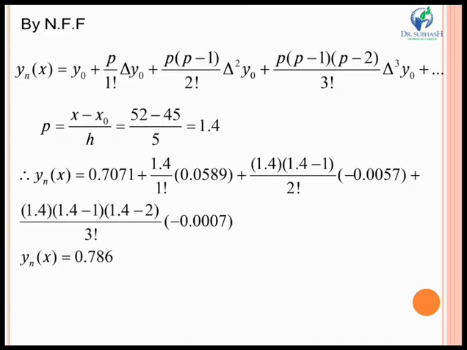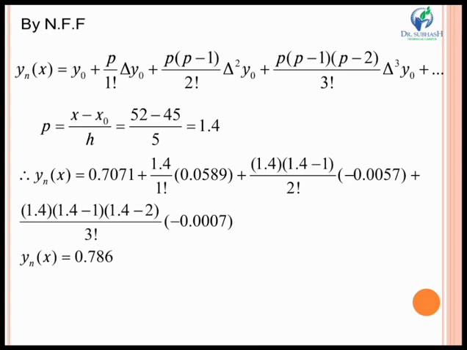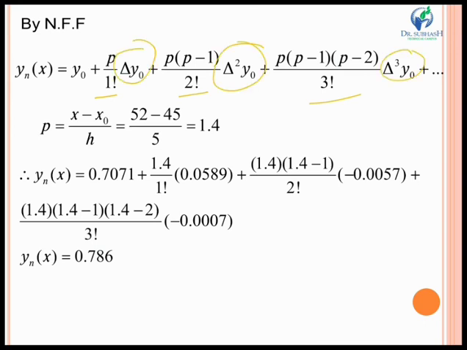By Newton's forward formula, we have to take terms till delta cube, so I have written till delta cube. See how to remember the formula. First is p, next is p into p minus 1, next term will be p, p minus 1, p minus 2. Here consecutive numbers will be written as 1 factorial, 2 factorial and 3 factorial. Similarly delta, delta square and delta cube.